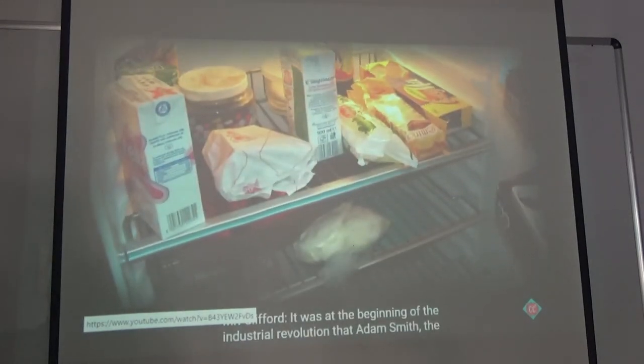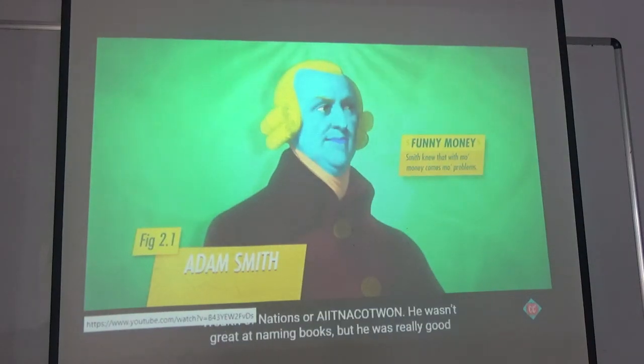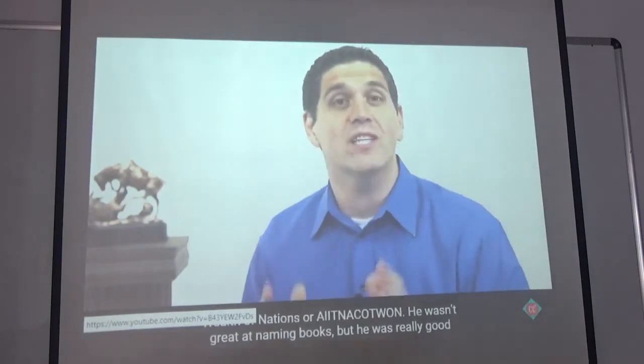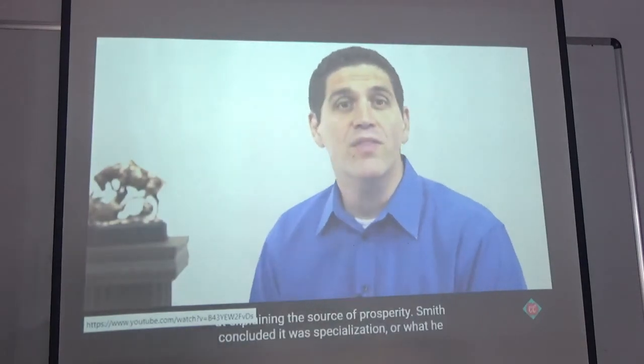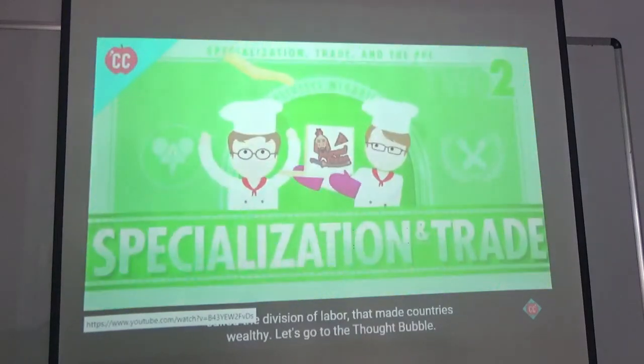It was at the beginning of the Industrial Revolution that Adam Smith, the first modern economist, wrote his book, An Inquiry into the Nature and Causes of the Wealth of Nations, or Annotated Commentary. He wasn't great at naming books, but he was really good at explaining the source of prosperity. Smith concluded that it was specialization, what he called the division of labor, that made countries wealthy. Let's go to the thought bubble.